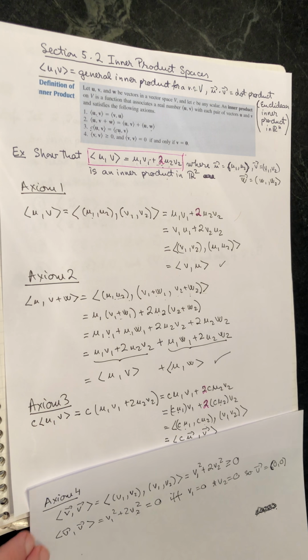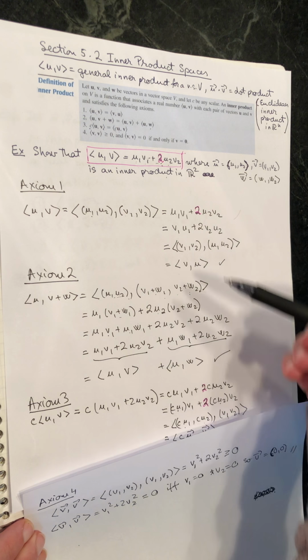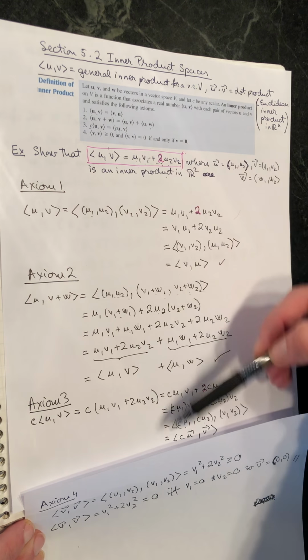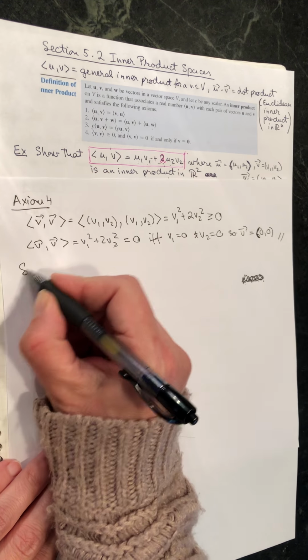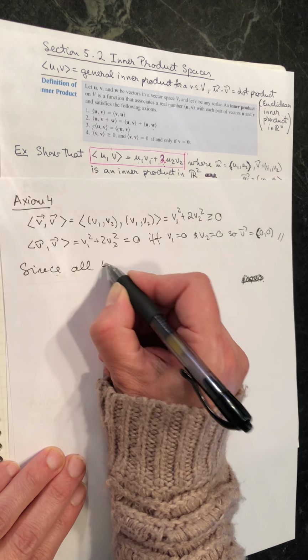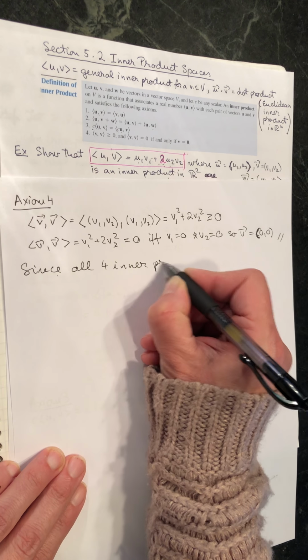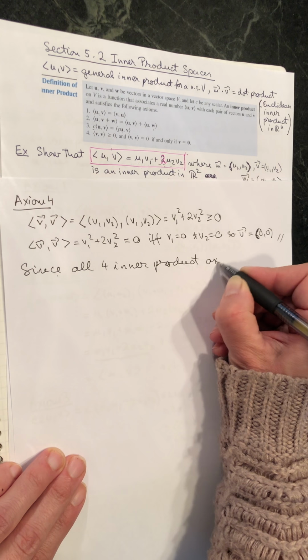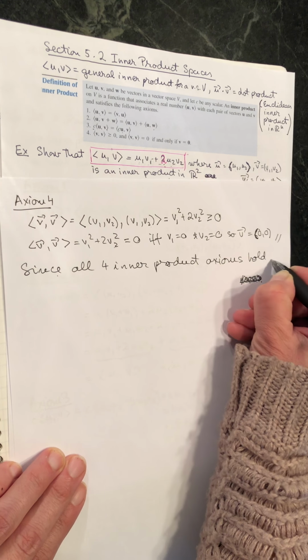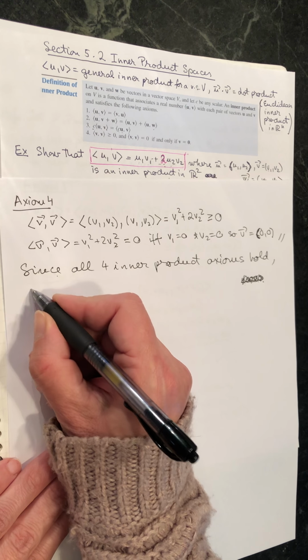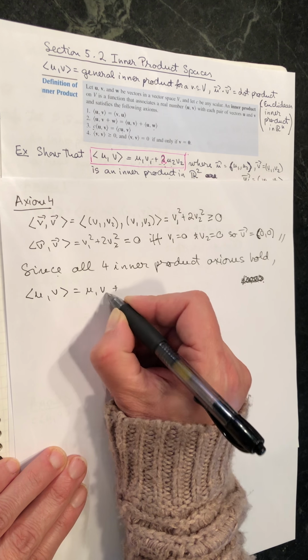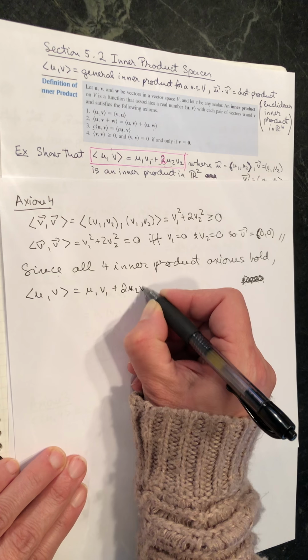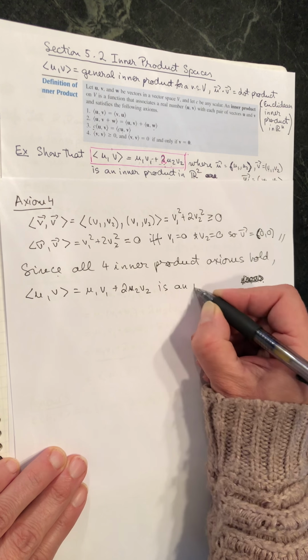So we showed here that all 4 axioms hold, right? So we showed that all 4 axioms hold for this particular inner product. And so we can conclude, since all 4 inner product axioms hold, the product UV defined the way it was defined, U1 V1 plus 2U2 V2, is an inner product.